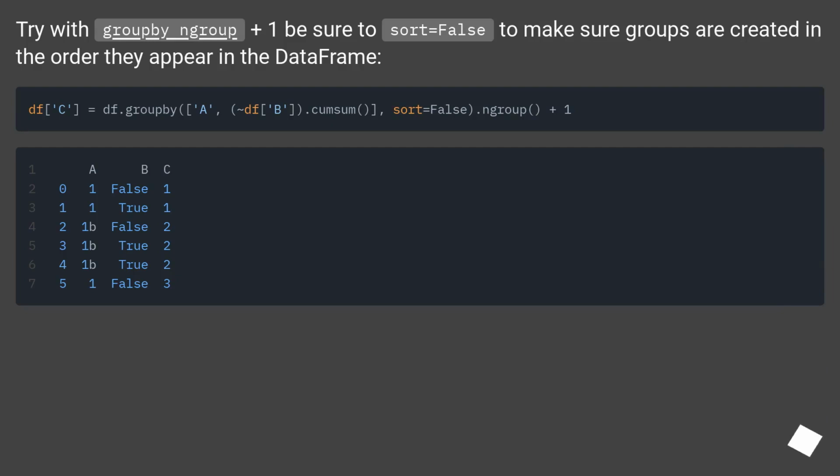Try with group B and group +1. Be sure to sort equals false to make sure groups are created in the order they appear in the data frame.